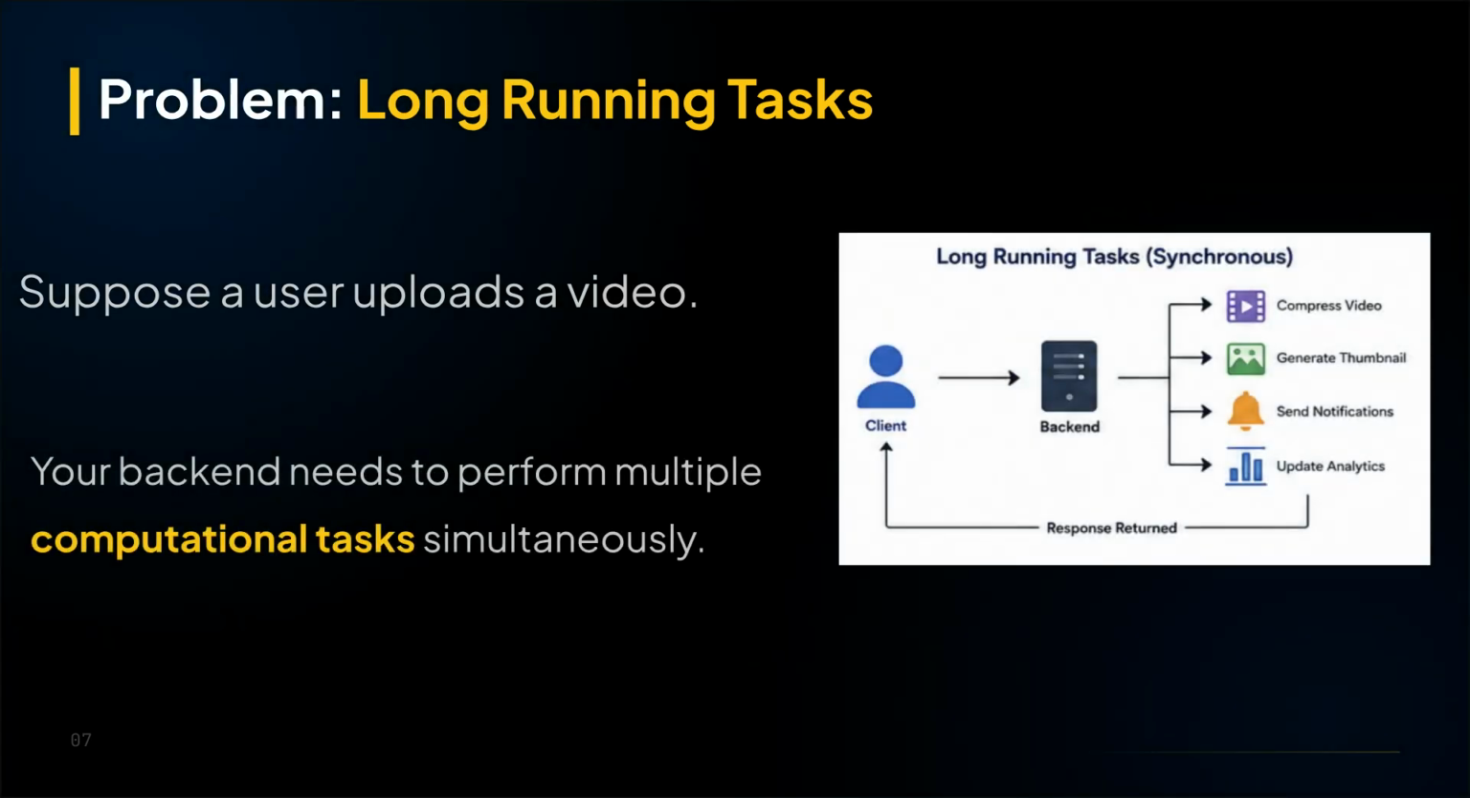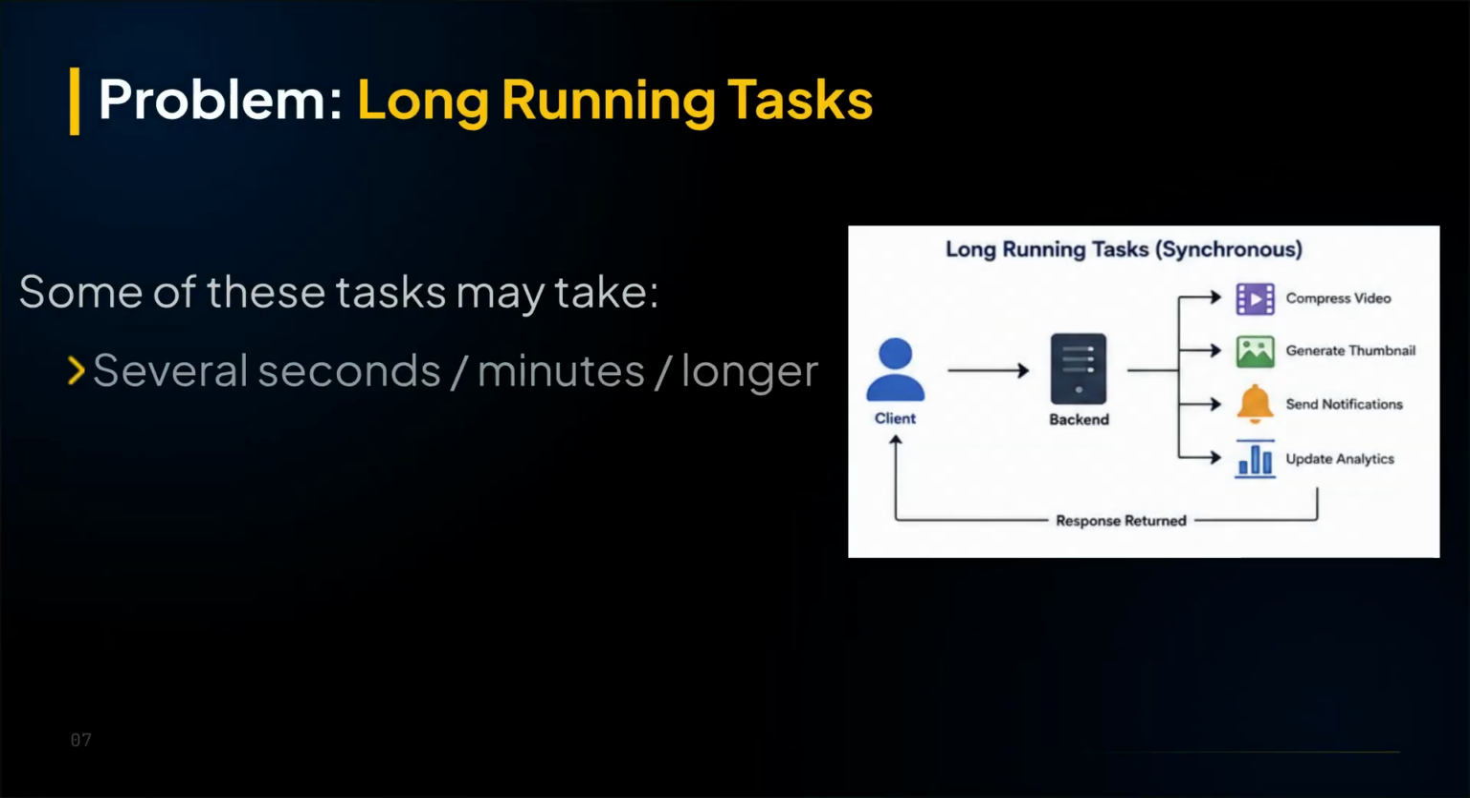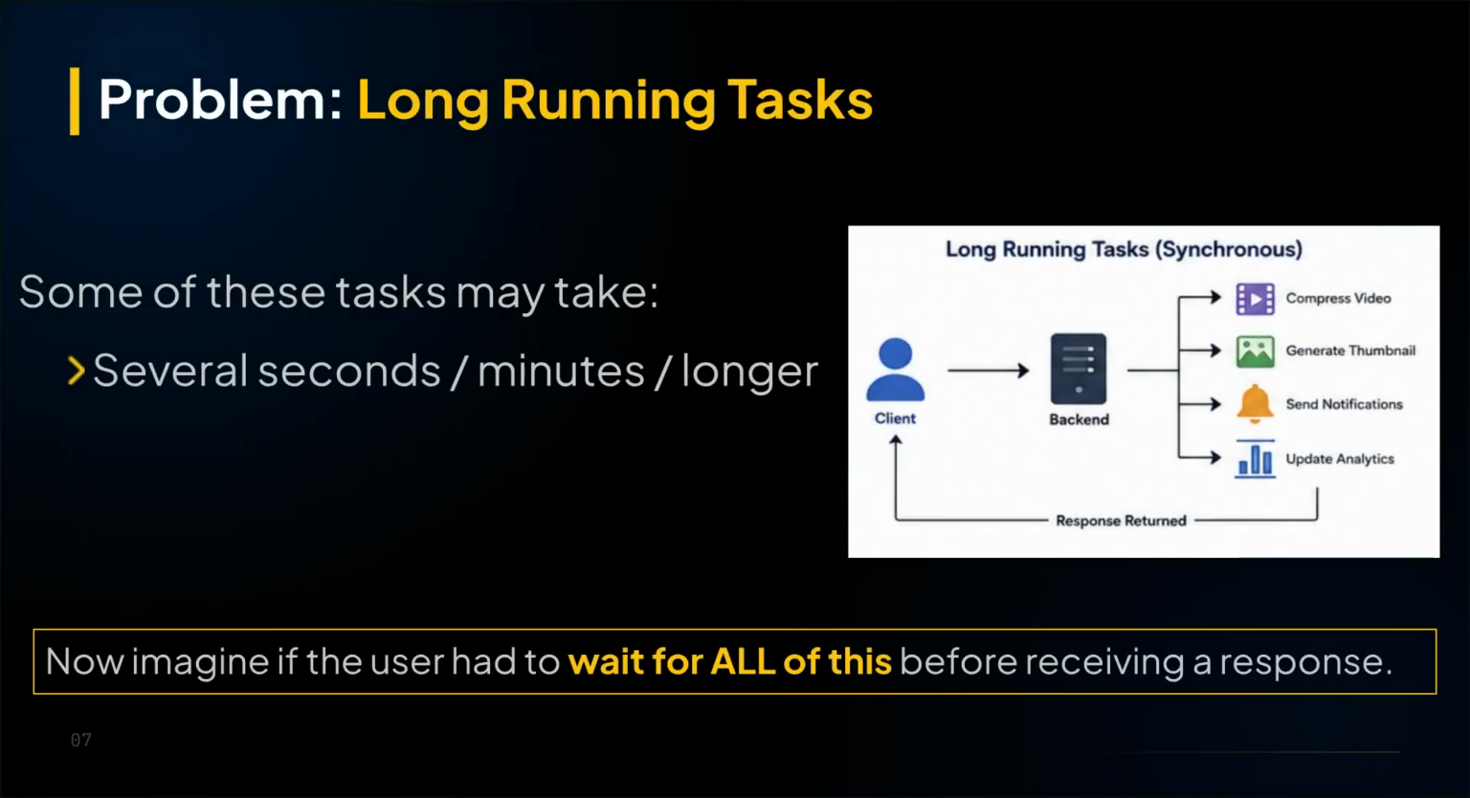Consider the problem of long-running tasks. If a user uploads a video, the backend needs to perform multiple computational tasks simultaneously, such as compressing the video and generating a thumbnail. Some of these tasks can take several seconds, minutes, or even longer. Imagine if the user had to wait for all this processing to finish before getting a response. That would be an unacceptable delay.